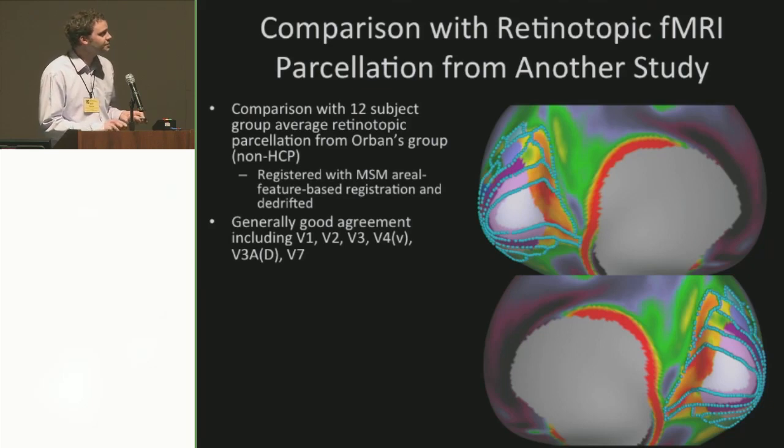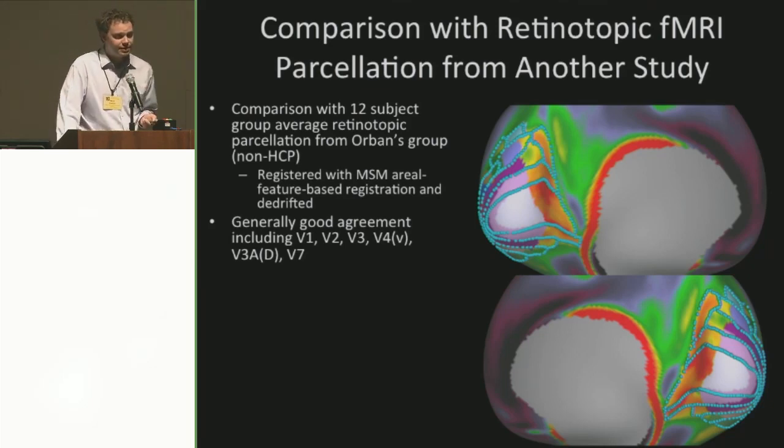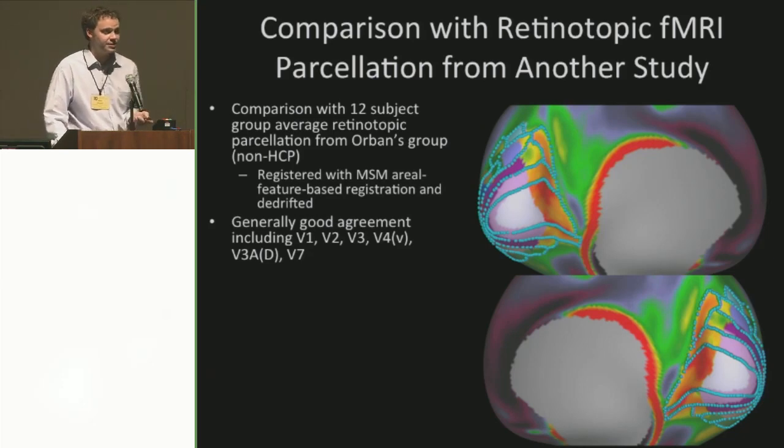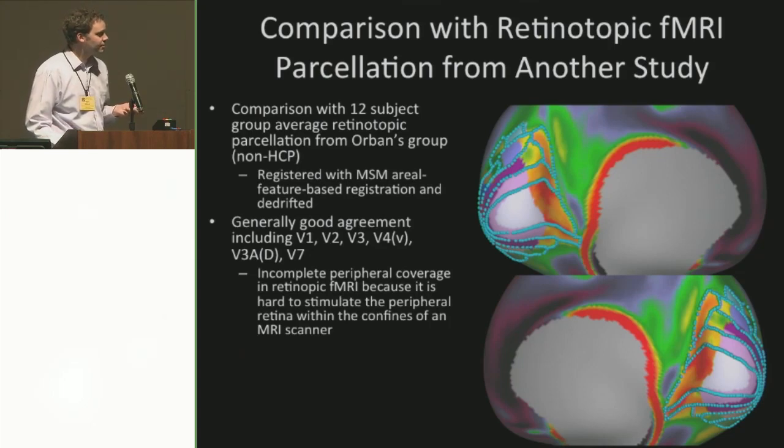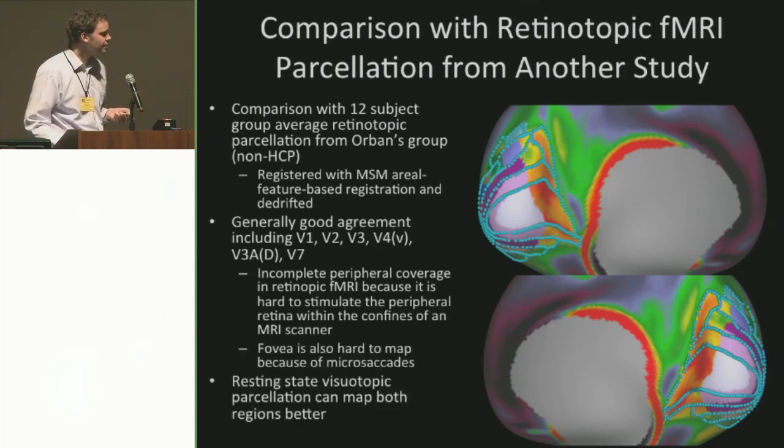But one thing to keep in mind is retinotopic fMRI doesn't often stimulate the far periphery because when you're in a confined scanner, it's very hard to actually hit that part of the retina with your stimulus. So we're able to map with resting state the full extent of these retinotopic areas, whereas that's very challenging to do with retinotopic MRI. And similarly, in the fovea, it's challenging to map because you need people to be fixating on a crosshair and not moving their eyes, and that's very hard for them to do perfectly. So the resting state visuotopic parcellation can map both of these far peripheral and foveal regions better.